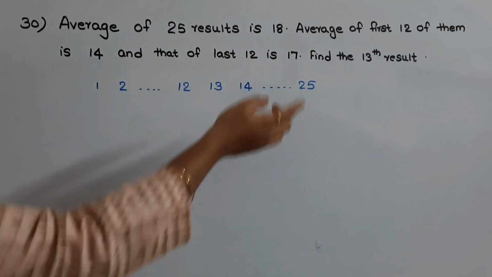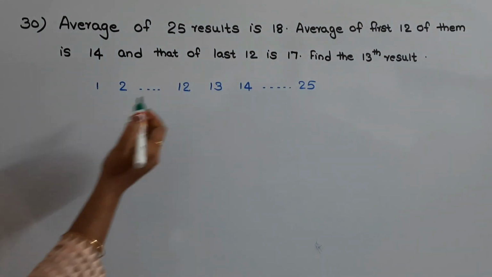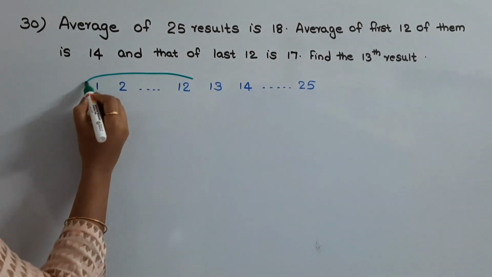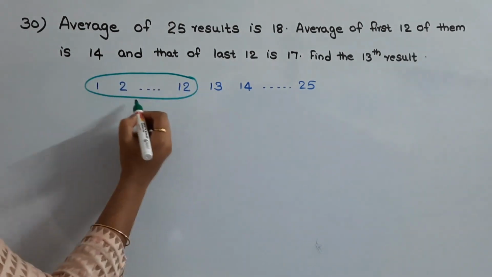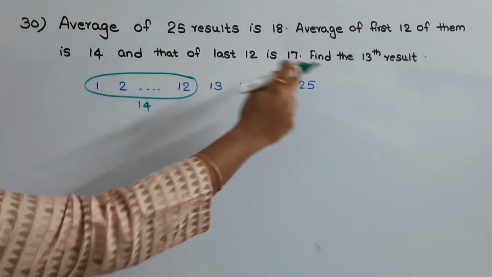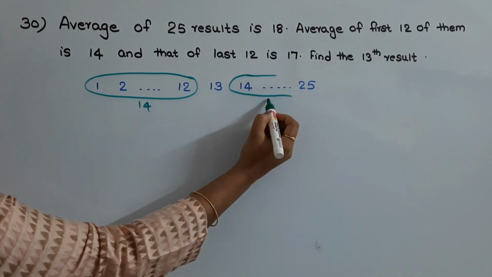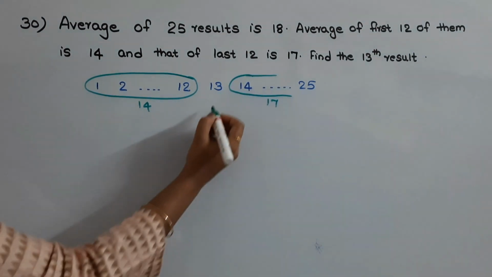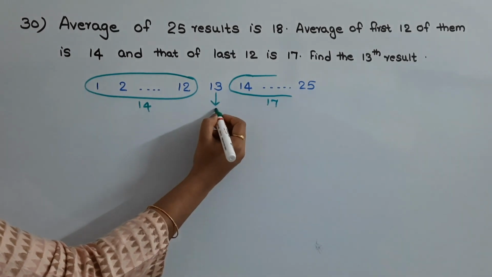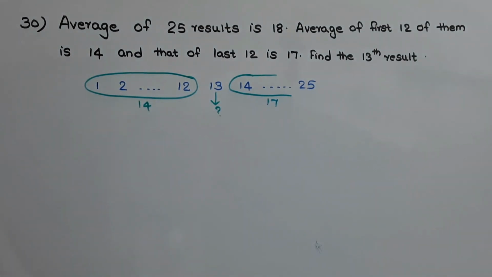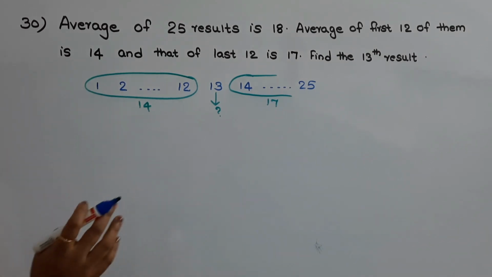So in this question, they have given the average of total 25 results as 18. Then they have given the average of the first 12 results as 14, and the average of the last 12 results as 17. We need to find out the value of this 13th result. This question we are also doing by the same method which we have done in the previous question.